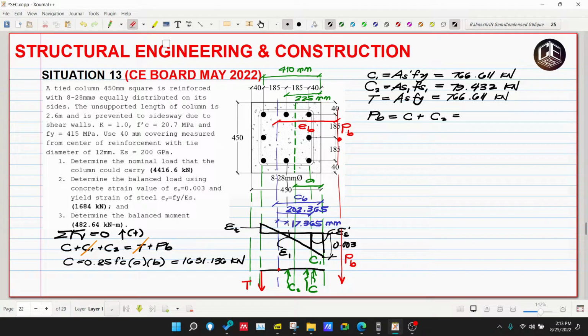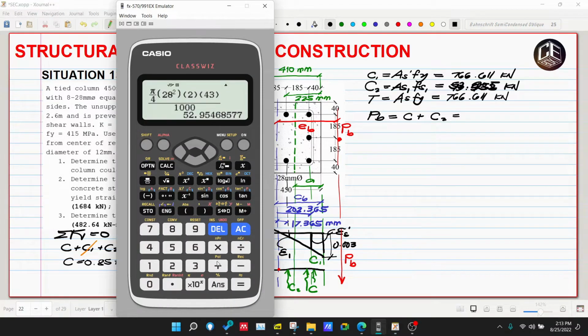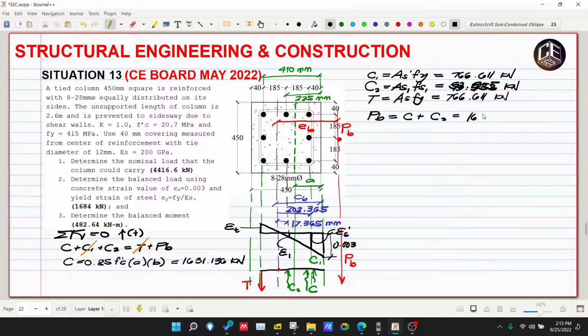Kaya pala iba yung nakuha natin na PB. So this is 52.955. Yan, ayaw pa rin magbura. So hayaan na lang natin siya. So ilan na yan to? 52.955 plus 1631.136. So makukuha natin ay 1684.091 kilonewton. Ito yung ating balance load.